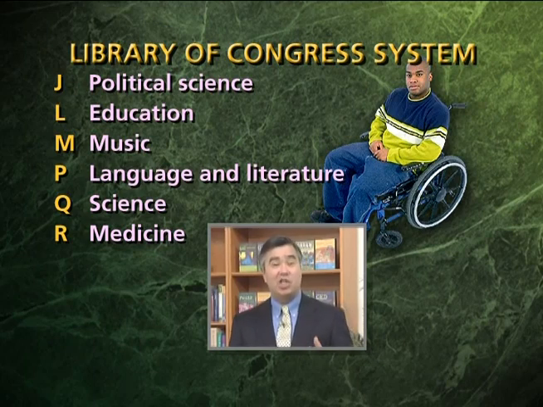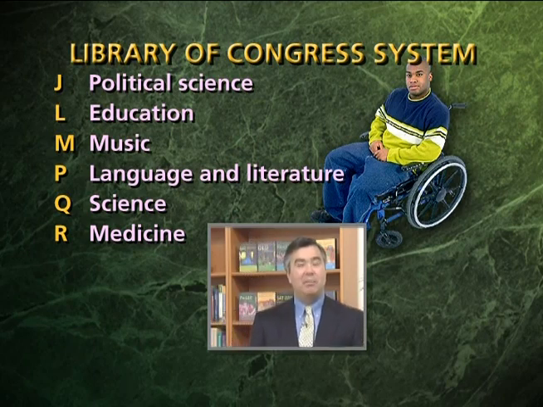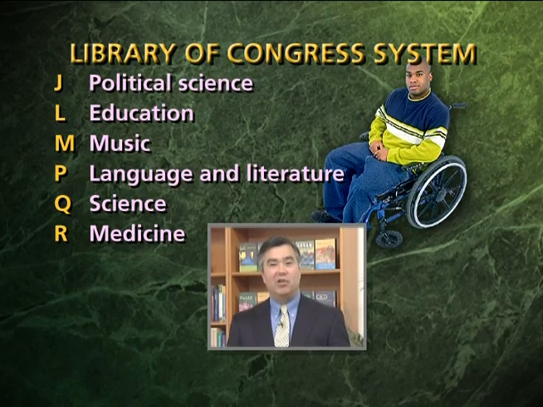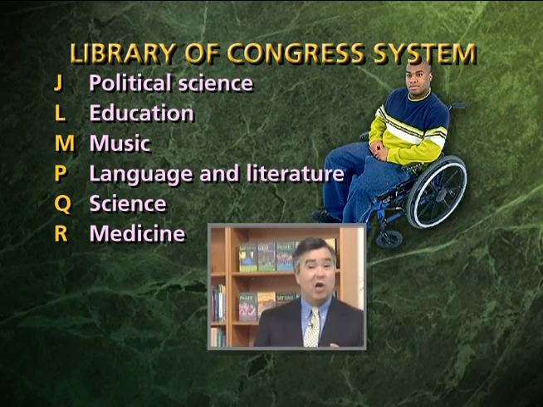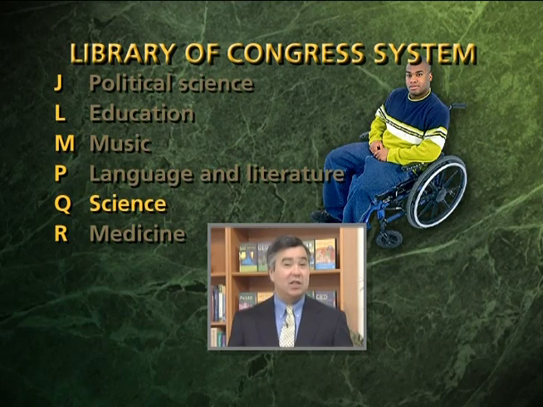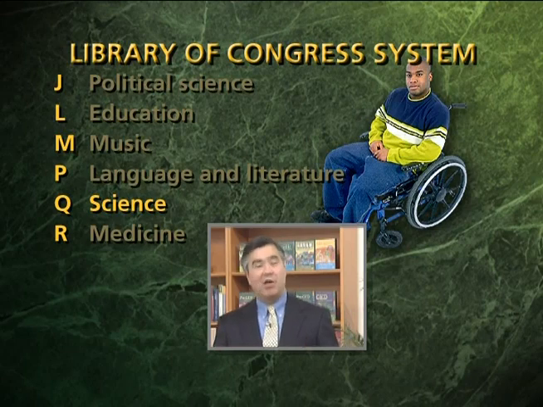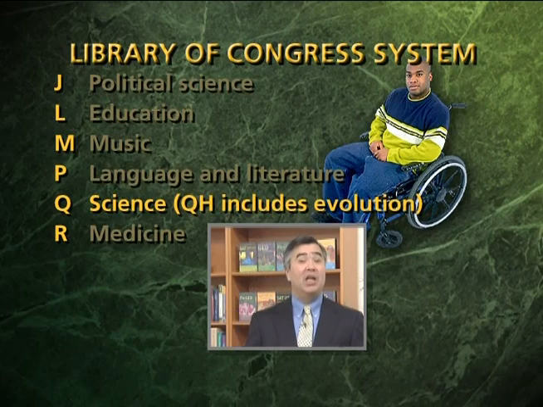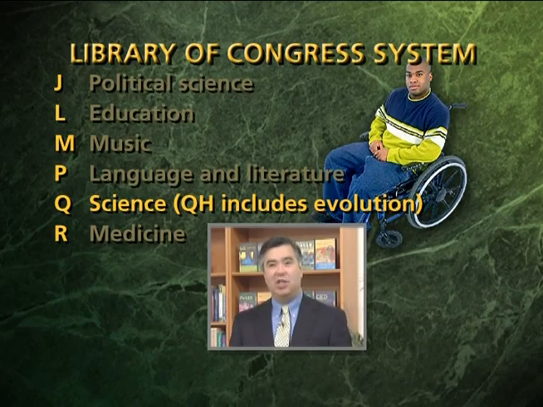Some samples are J is political science, L, education, M, music, P, language and literature, Q, science, and R, medicine. We know that evolution is within the general area of science. If you were looking for books on evolution in the Library of Congress, you'd want to go to the QH shelf, because that's the specific area within which evolution is covered.